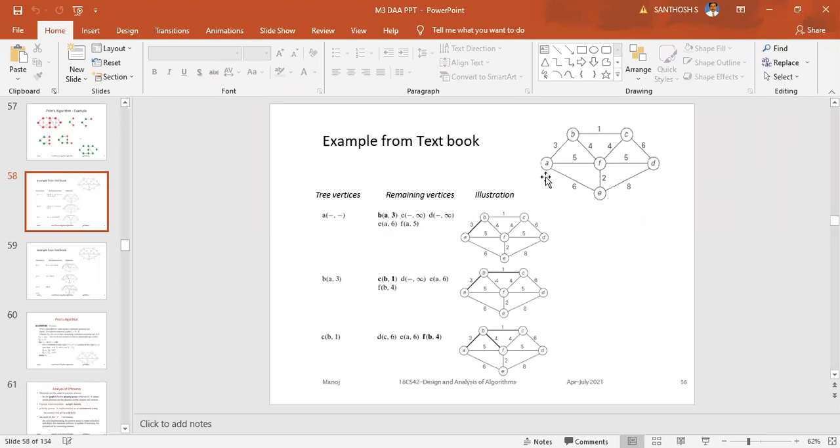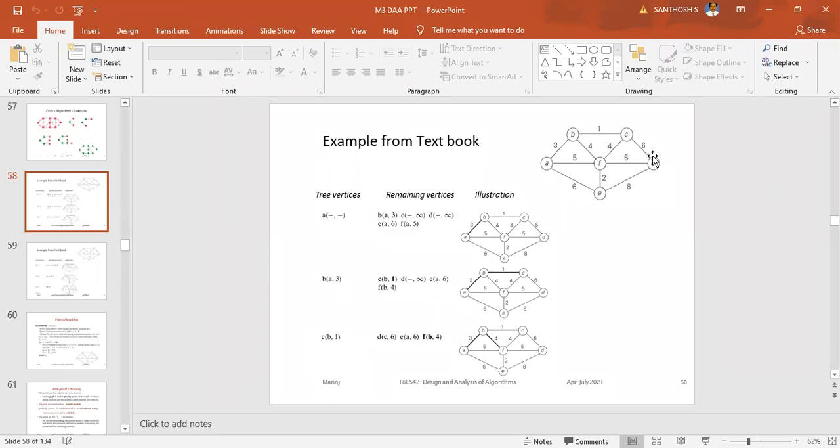So E is reachable through A, comma 6. B is reachable through A. Okay, so from A, which is reachable? Through A, it is reachable. So that's why for E, you write it as A comma 6. Understand? A comma 6. And F is directly reachable from B. So write it as B comma 4. Okay, so in that, 1, infinity, 6, 4, which is the minimum? 1. So take this particular C comma 1.